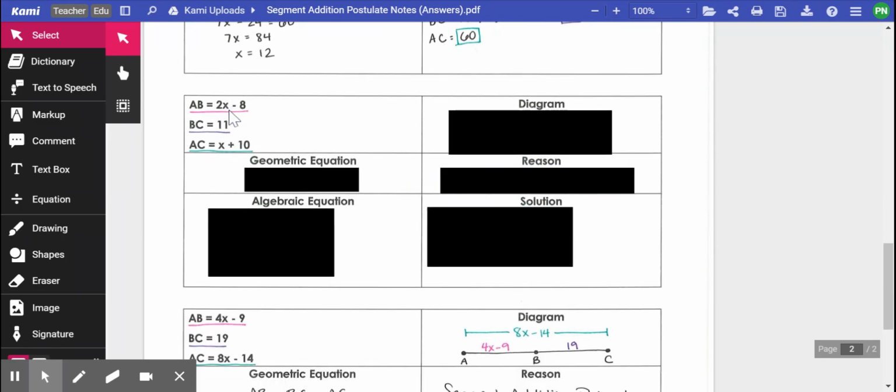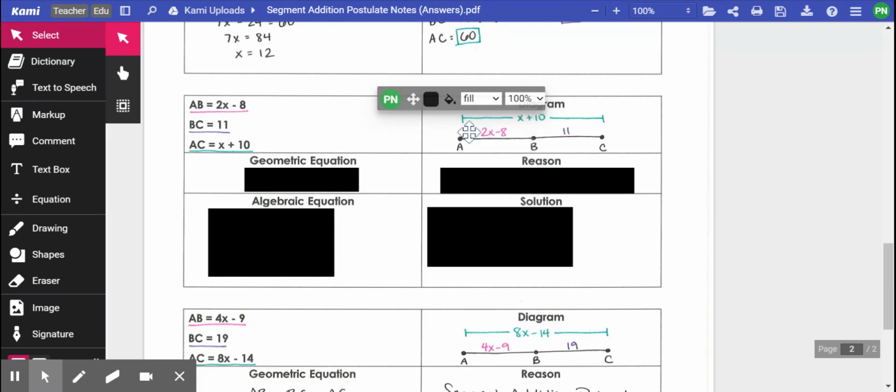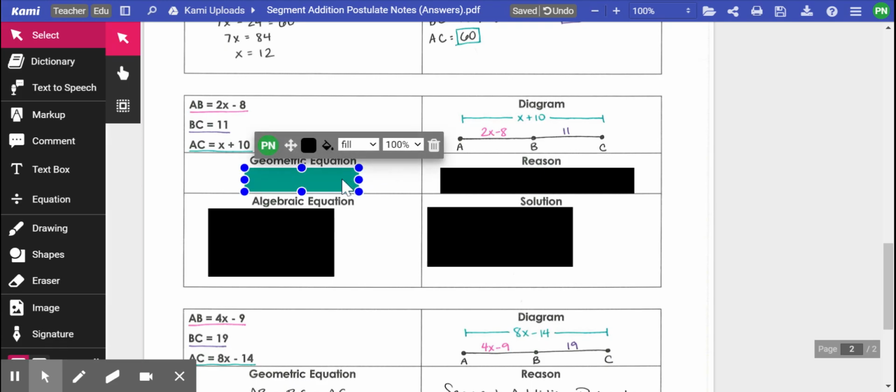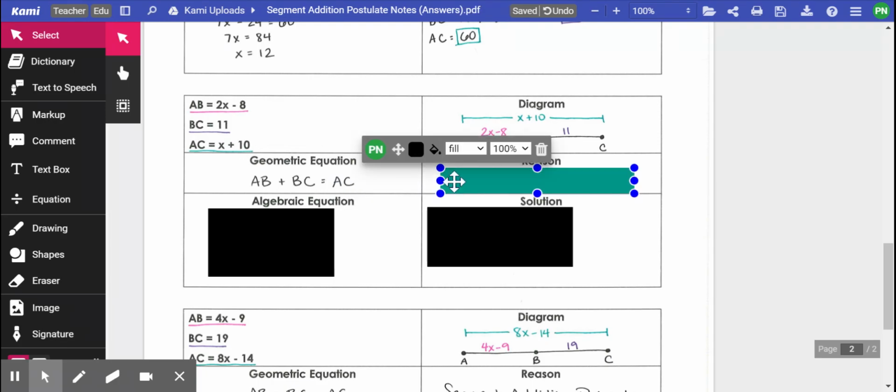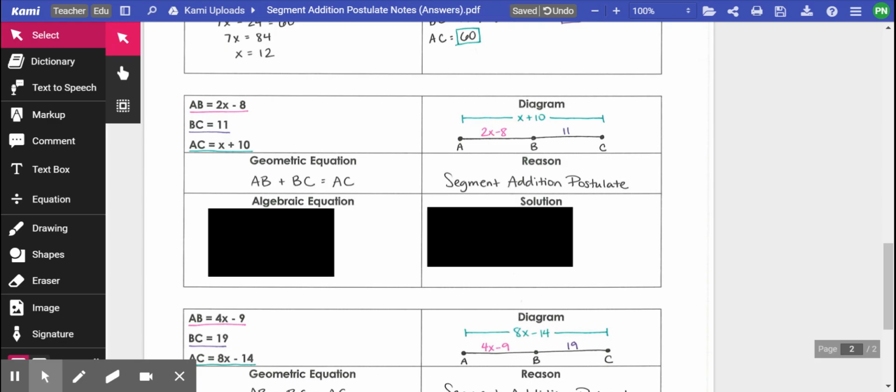So here I again am given all of these expressions. I'm going to draw my diagram with B in the middle, or not in the middle, but between A and C. And I want to label it with all of my given information. My geometric equation, you guessed it, AB plus BC equals AC. And the reason has not changed. It is segment addition postulate.